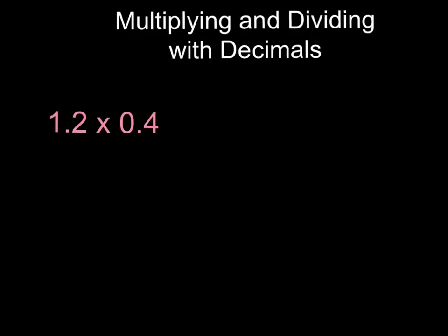Welcome to your video on multiplying and dividing with decimals that you're going to need for tomorrow's lesson. So multiplying with decimals, here we have an example: 1.2 times 0.4 is not as simple as simply doing 1.2 times 0.4.